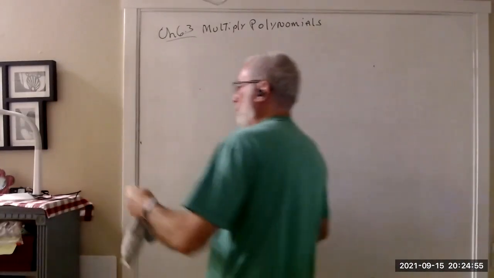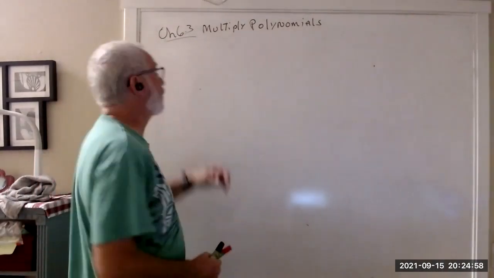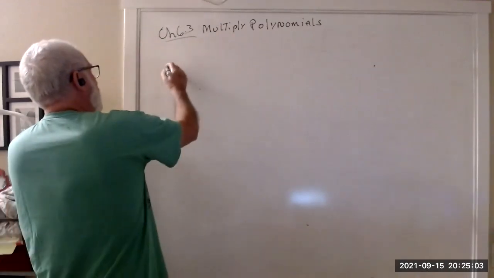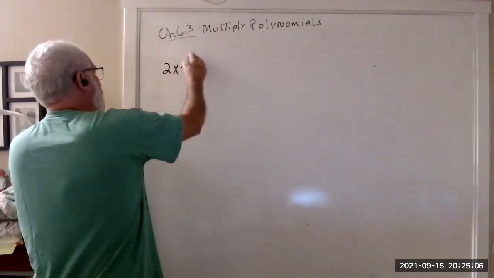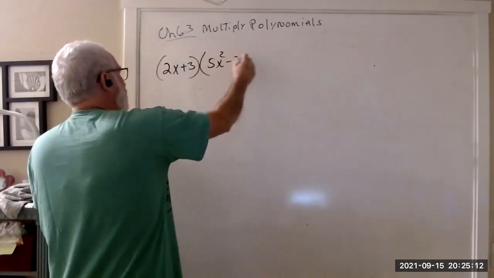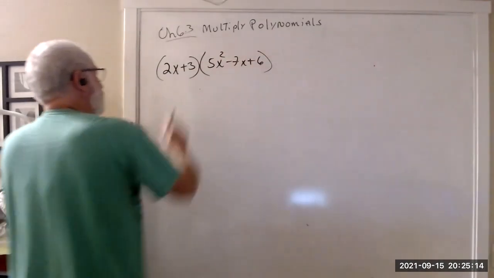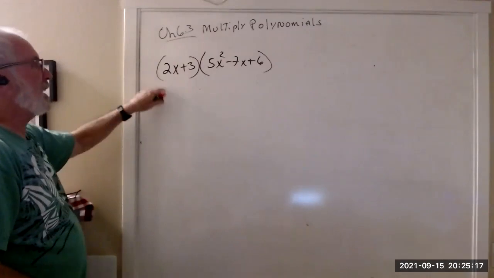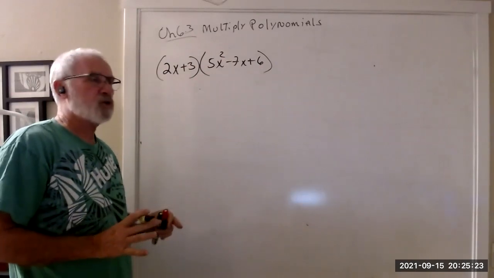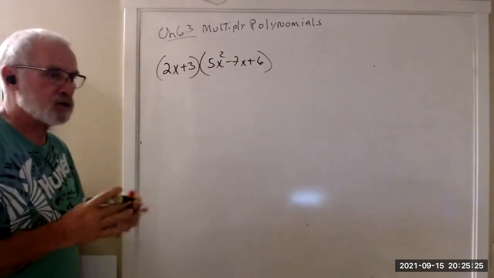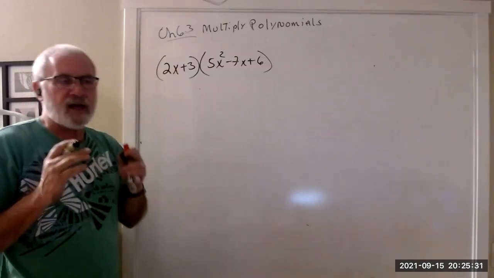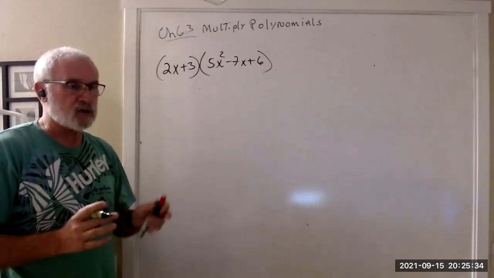All right. We want to do more complex multiplying of polynomials. I'm going to start with a pretty easy one right now. Suppose we had 2x plus 3 times, I don't know, 5x squared minus 7x plus 6. Okay, this is a binomial times a trinomial. Now, I'm going to show you 2 different ways to do it. You're going to get the same answer either way. In the end, I don't care how you do it as long as you get the right answer.